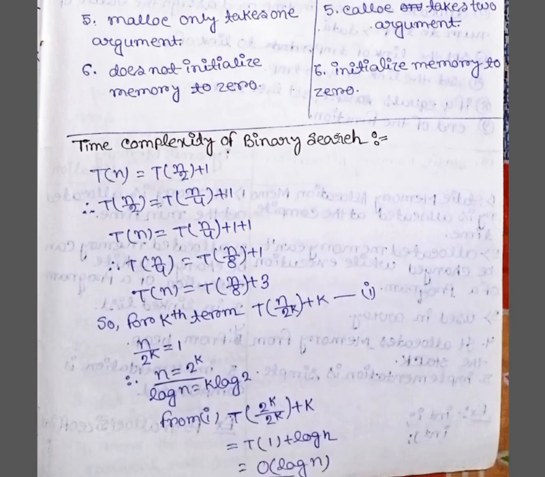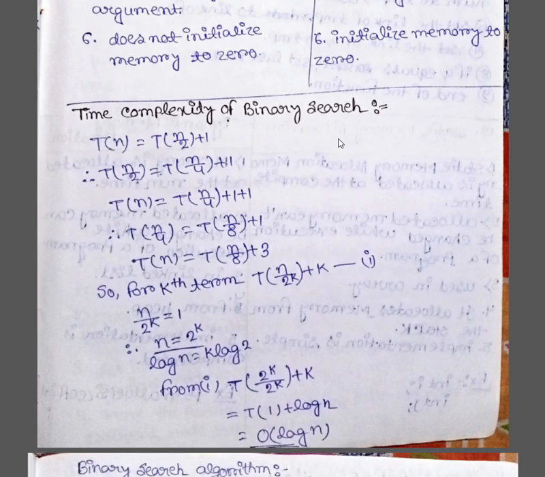There often also a question comes like find the time complexity of binary search. So you have to memorize this function. You have to memorize this function for calculating the binary search time complexity. And here this is T(n) is equal to T(n/2) plus 1.